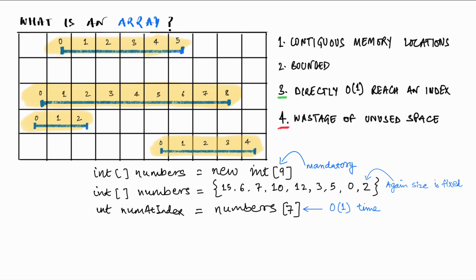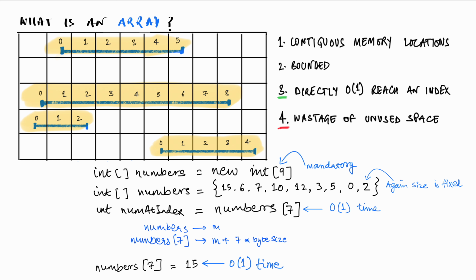You already have the numbers variable that points to the memory at the start of the array, call it M. Then you can reach the 7th index by jumping 7 blocks of memory from the start location. Each block of memory is the byte size, which is 4 in the case of integers. You can also change the value at an index by simply going to the memory location via the index and updating the new value. It is the same constant time. This is what we had to know about arrays.